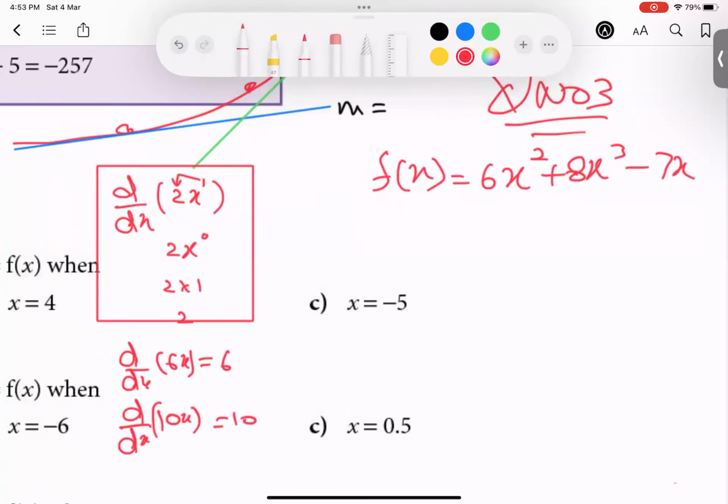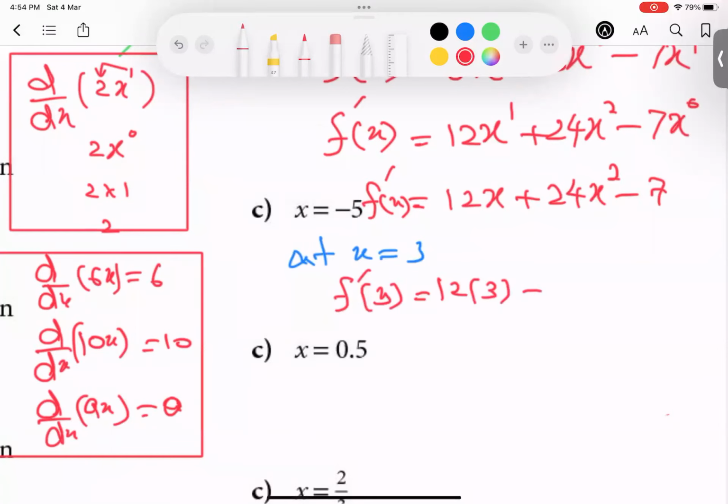f dash of 3 equals 12 times 3 plus 24 times 3 squared minus 7. When I type it in the calculator, I'll check myself. First is 36 plus 24 times 9 minus 7, and the answer is coming 245. I repeat my words. I type in the calculator and show again: 12 times 3 is 36, 24 times 9, and minus 7. The answer is coming 245. I hope the point is very, very clear. Now I'm saying that this part is over.